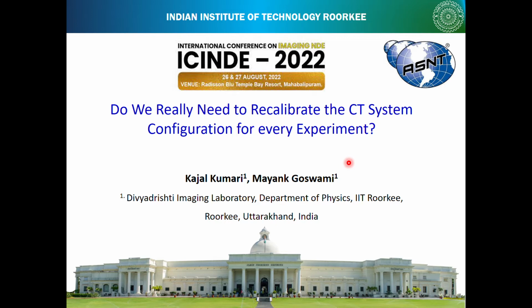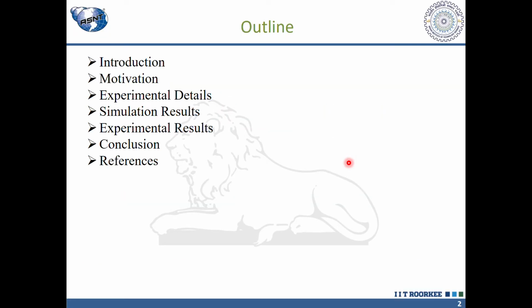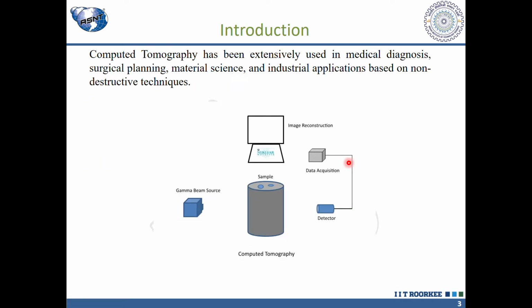This presentation is about: do we really need to recalibrate the CT system configurations for every experiment? Here is the outline of this presentation that we will discuss in the upcoming slides. So first we come to the introduction part.